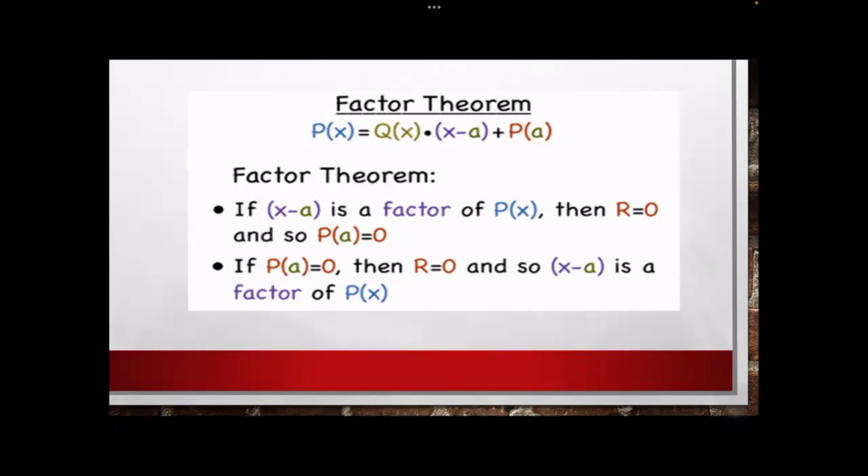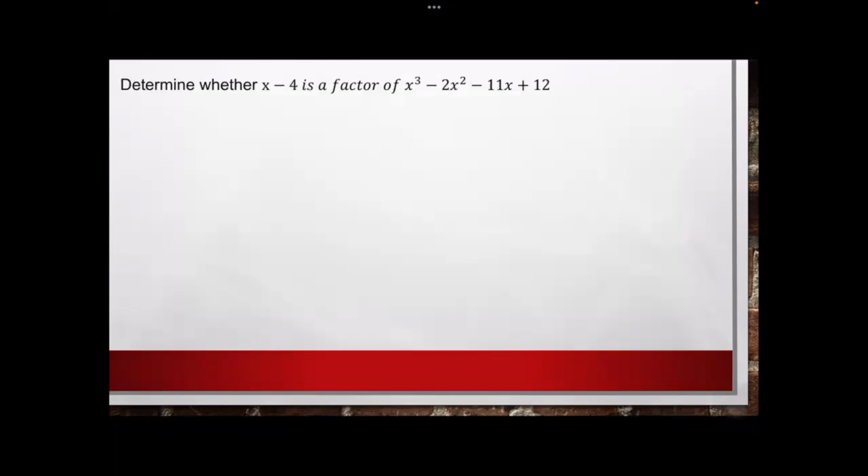Ang gulo, no? In short, ganito lang yan. Kapag ang sagot mo ay 0, after substitution, factor siya. Kapag hindi, hindi siya factor. So again, kapag ang sagot ay 0, factor. Kapag hindi, hindi factor. So yun lang po yun. That is the short factor.